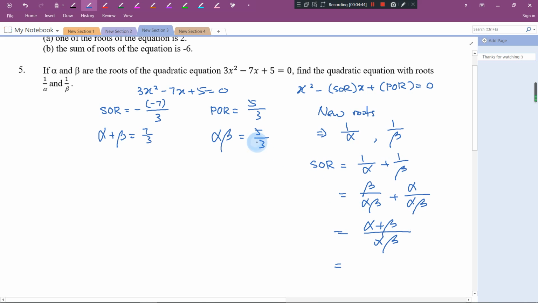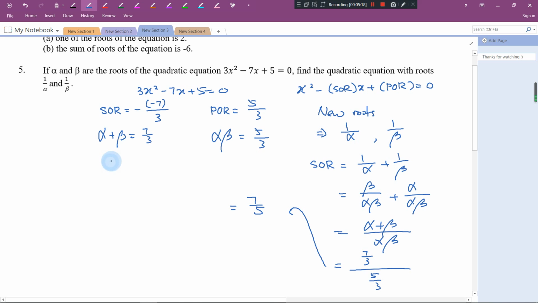Alpha plus beta is equal to 7 over 3, and alpha times beta is equal to 5 over 3. So this you can just press on your calculator. You should be able to get 7 over 5. So now I have the sum of roots.